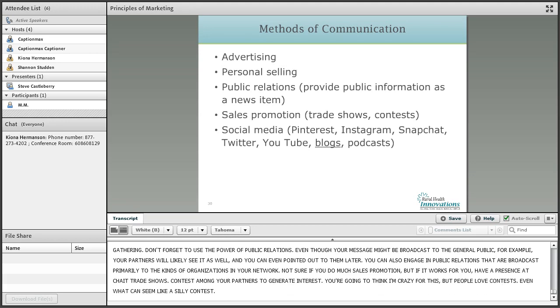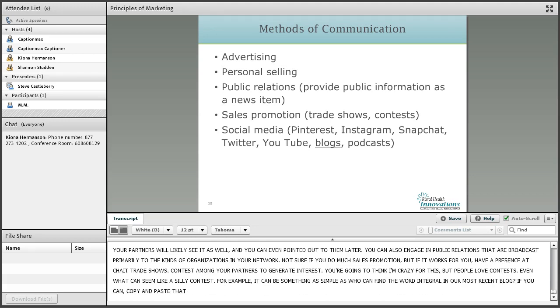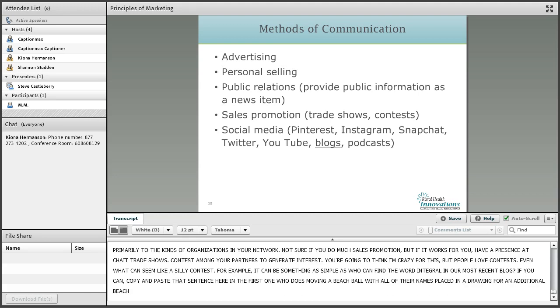Number two, communicate using methods that each individual network partner desires. Don't just use the method because it's your favorite to use or because you've always used it before. For example, you may love print ads, but if your target market is tied to social media more, guess what? Then use social media to communicate instead.